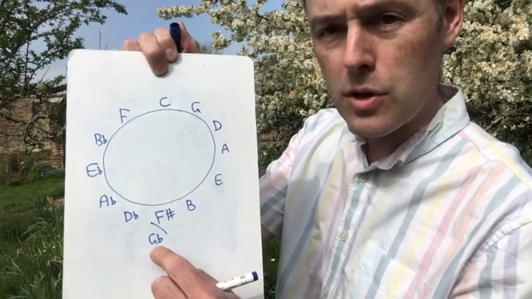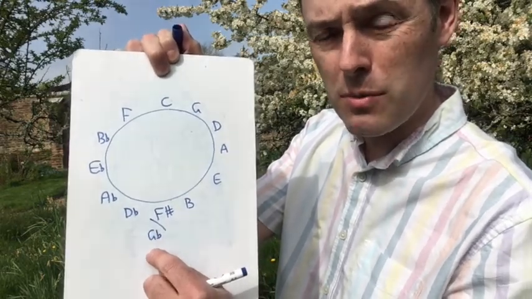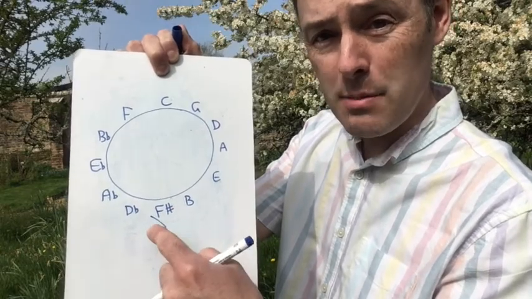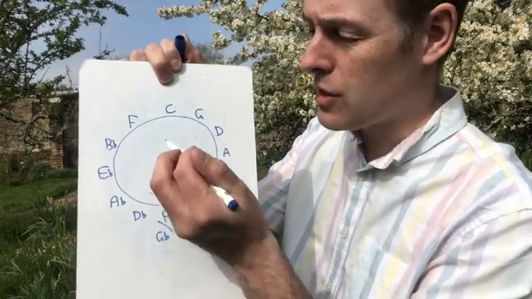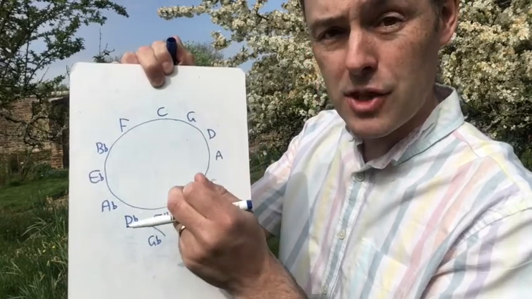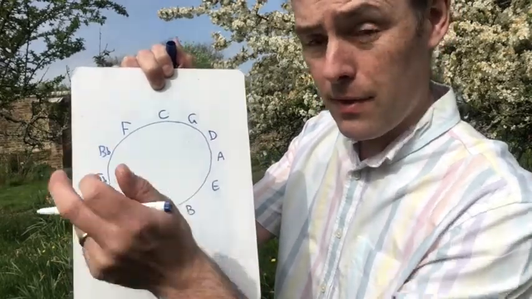You'll notice that I've put F sharp and G flat at the bottom of the diagram. It's exactly the same note and it just helps ease the transition from scales that have sharps in to the scales that have flats in.